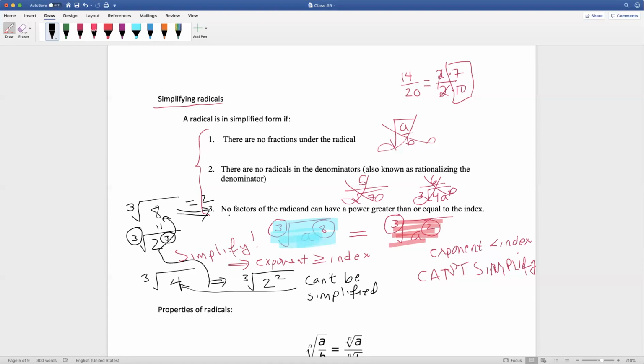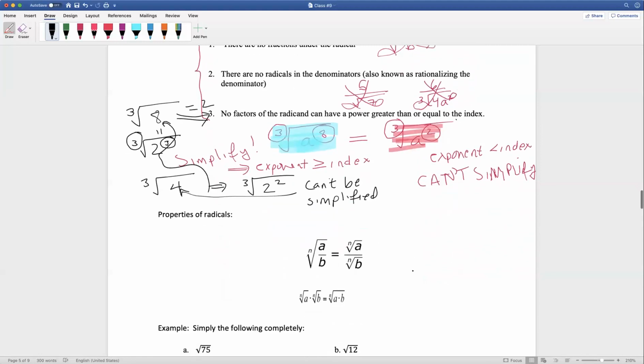All right, so that's what this means. No factors of the radicand can have a power greater than or equal to the index, which means if you have a square root, you can't have anything that's raised to the second power or higher, 2, 3, 4, 5, 6, anything else. If you have a fourth root, you can't have anything that's raised to the fourth power or higher. You can simplify those terms.